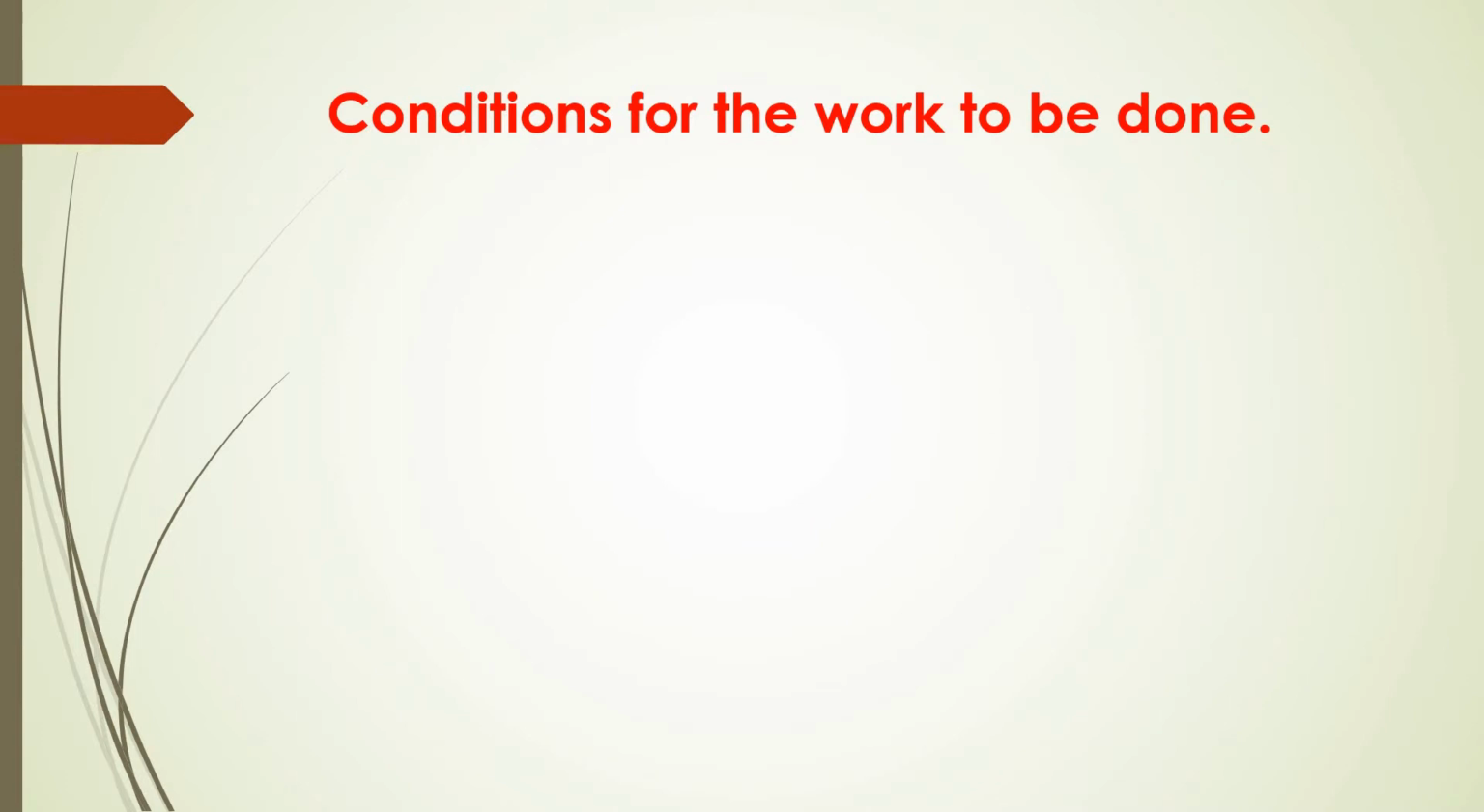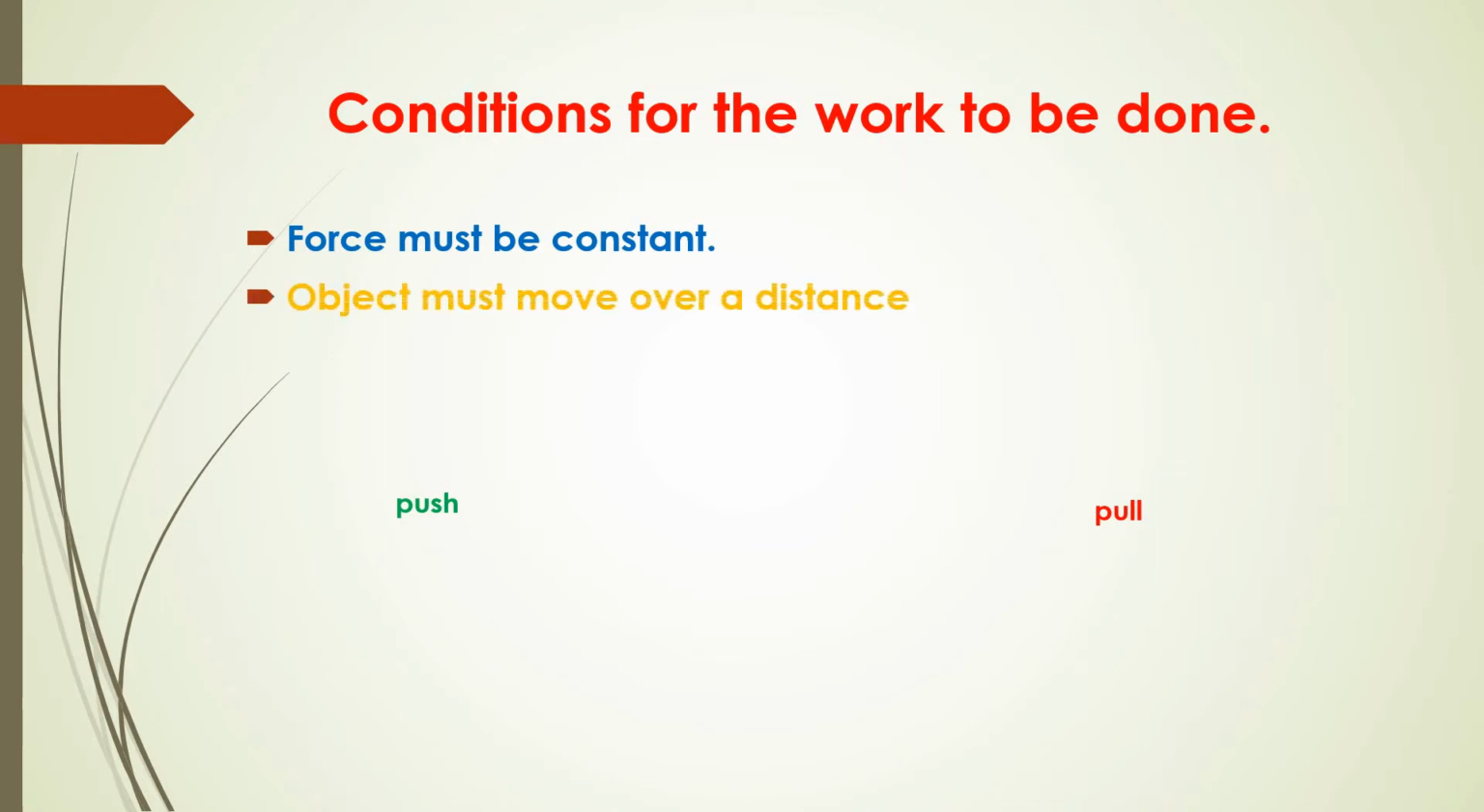Now let us see what are the conditions required for the work to be done. The first condition is there must be constant force. Without force, there will not be any work. So the first thing is we have to apply a constant force, and that force can be either push or pull or even twist and turn. The second condition is the object on which we are applying force must move over a distance. That means there must be a displacement of the object. It must change its position.